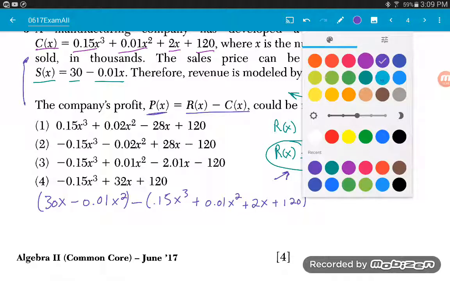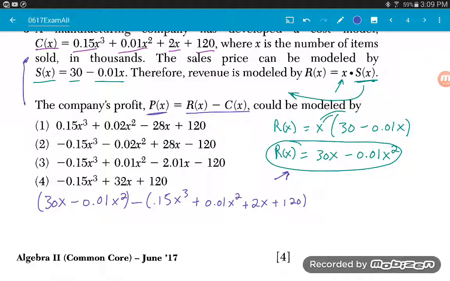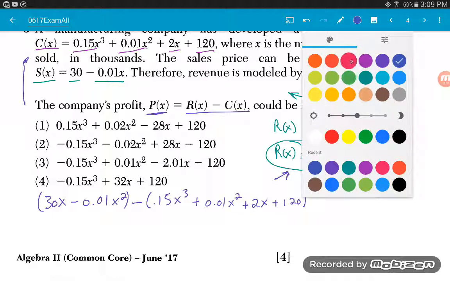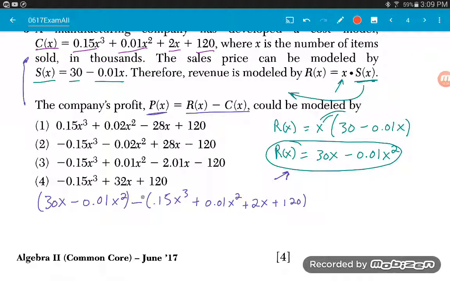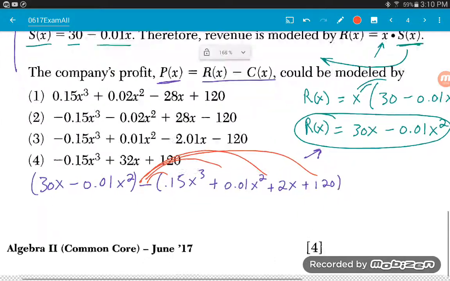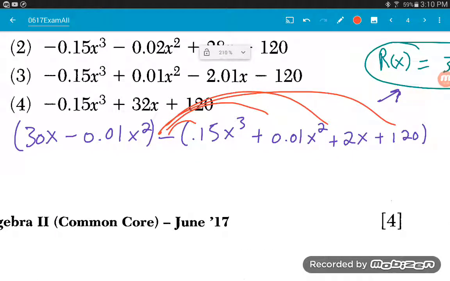Now here's the only trick to this. This is where they get you. Where they get you is if you don't realize that the minus needs to be distributed onto all of these terms. That's the trick. Whenever you're subtracting polynomials, you have to distribute the negative. And then we just combine like terms. That's it.